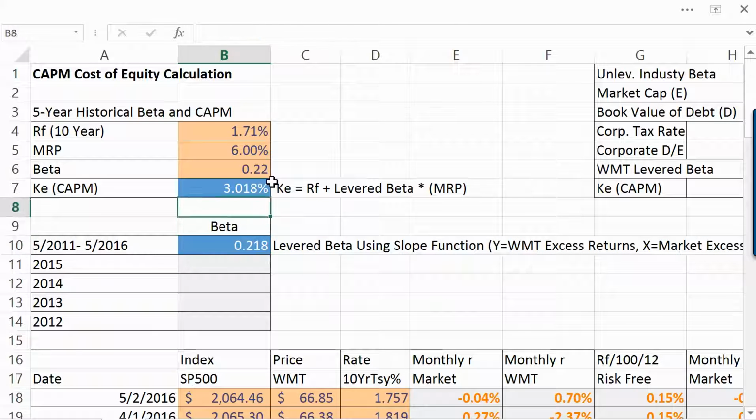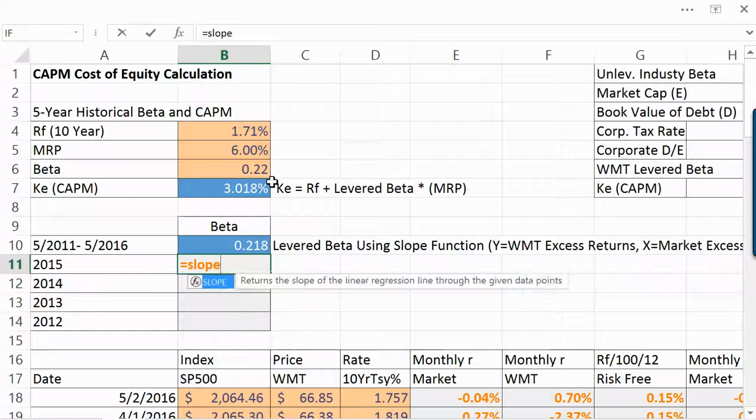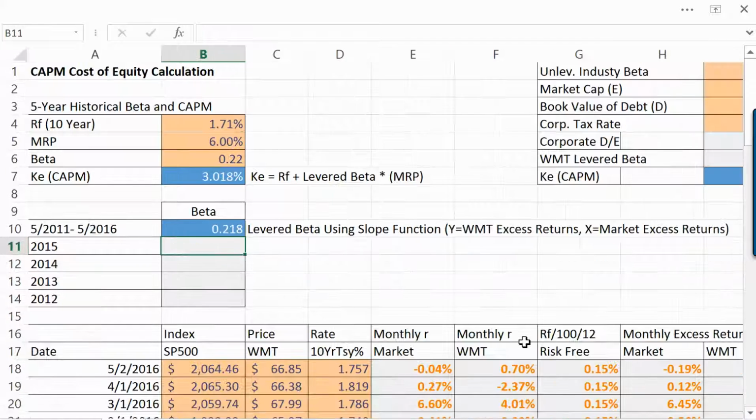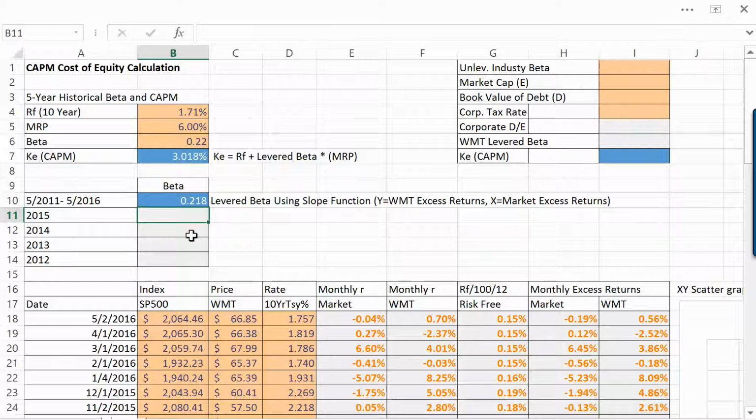So let's see. The only thing in CAPM that determines the rate of return that's related to a characteristic of the firm is the beta. So let's just see how beta has evolved over time with Walmart. So let me just use that slope function. Let's just see what beta was in just the year 2015. So I'm going to say equals slope. And let me just start here in December 2015 with Walmart.